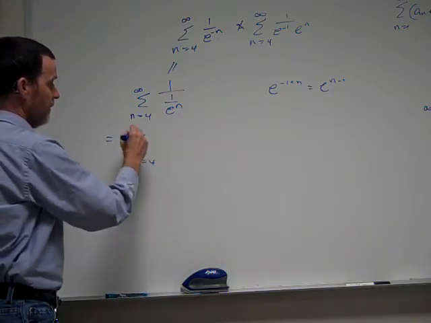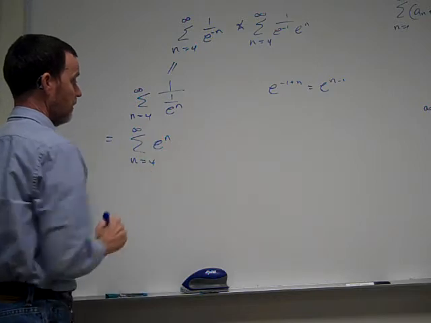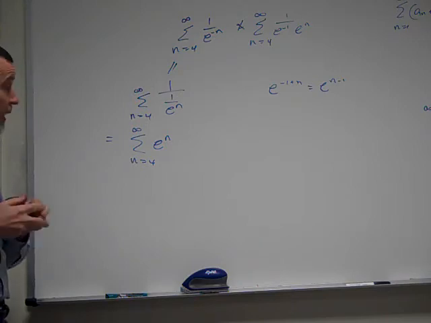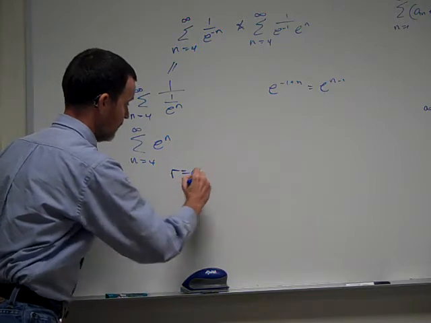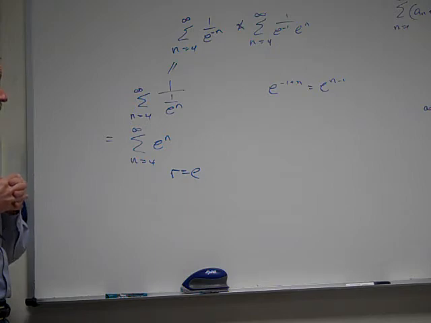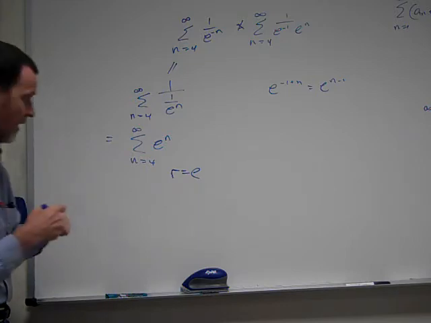Yeah. Which is what? R would be e. Now what? Now you subtract. Subtract off the 4 terms? Make it go to 0. Okay, we can do that.